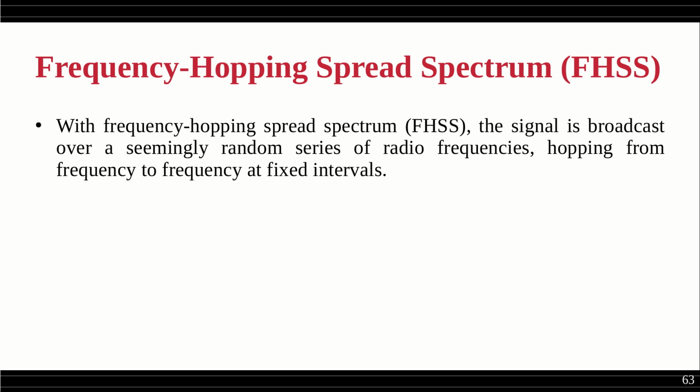With frequency hopping spread spectrum, the signal is broadcast over a seemingly random series of radio frequencies, hopping from frequency to frequency at fixed intervals. We will see with an example how it is working. Right now, we have a signal that is to be communicated. Normally we will be sending this signal on a single frequency, right? The signal will be centered on a particular frequency and we will be transmitting.